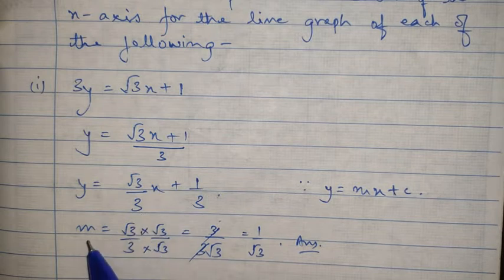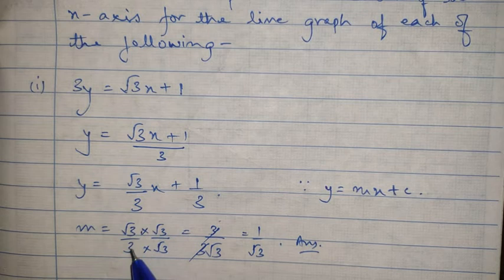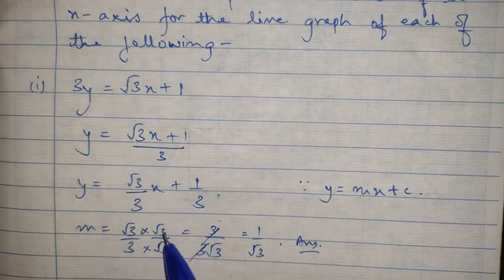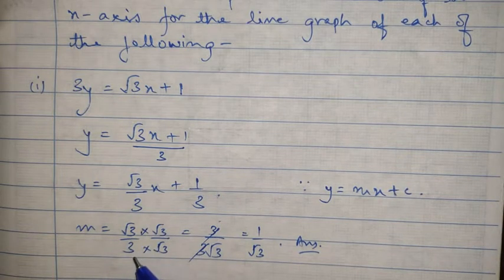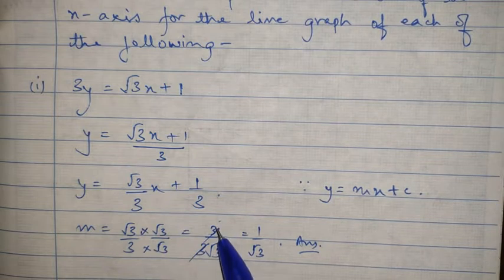So I have written m, which is the symbol for the slope, is root 3 upon 3. In order to simplify, I have multiplied the numerator as well as the denominator by root 3. In the numerator you get root 3 into root 3, which is 3, and in the denominator you get 3 root 3. Now this 3 and 3 will cancel. What is left with us is just 1 upon root 3.